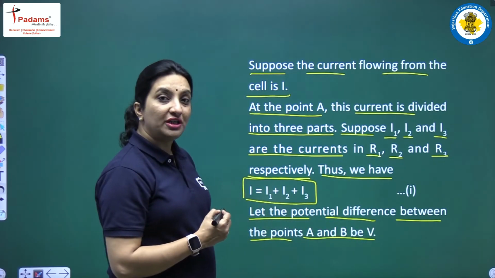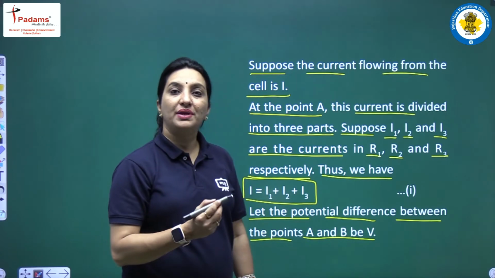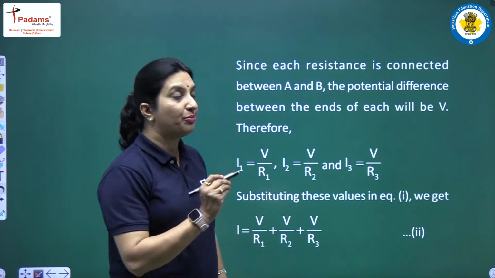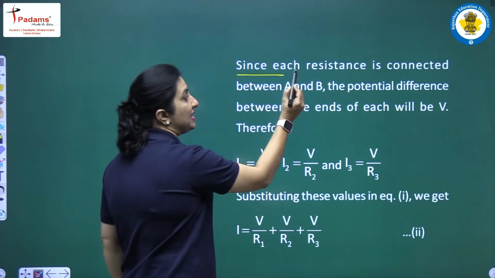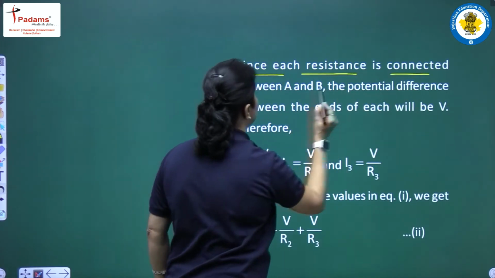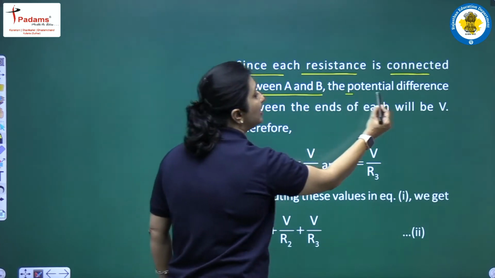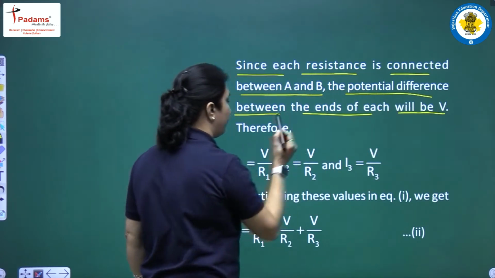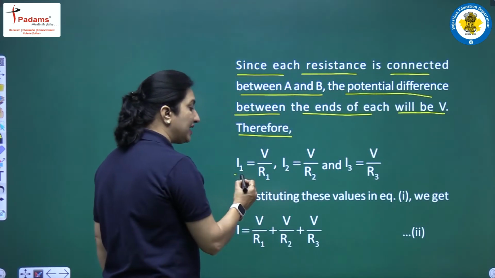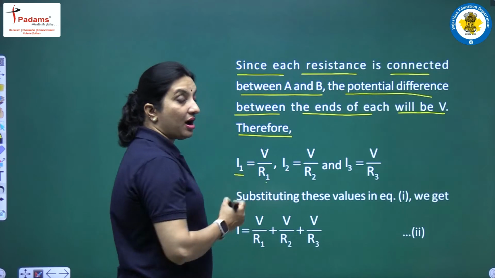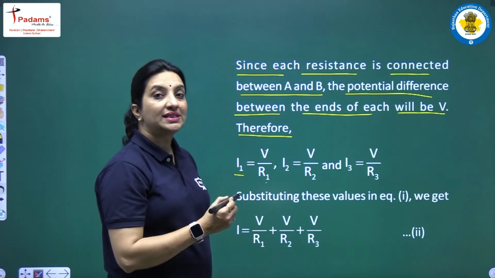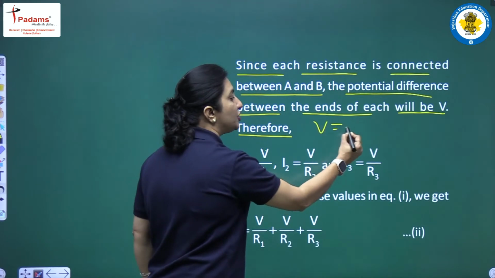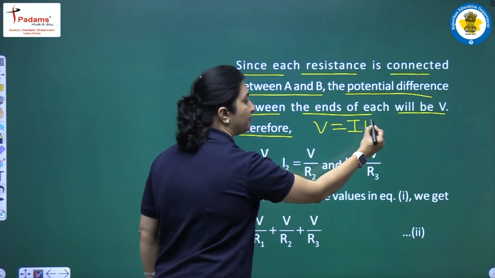The potential difference between the points A and B is taken as, say, V, which is equal to the applied potential difference. Since each resistance is connected between A and B, the potential difference between the ends of each will be V. Therefore, I1 can be written as V upon R1. How did this come, students? This came from Ohm's law. Then what is Ohm's law? V is equal to IR.